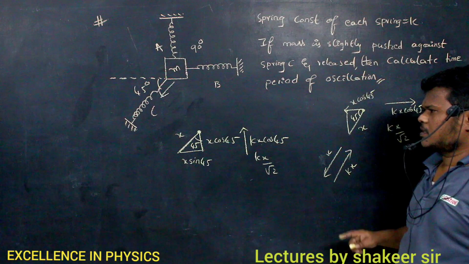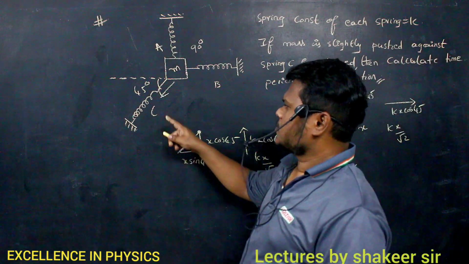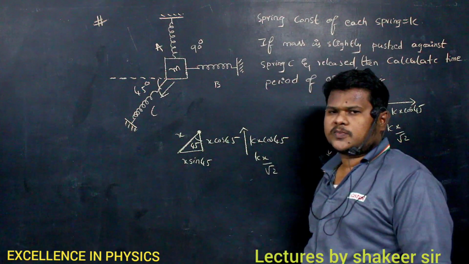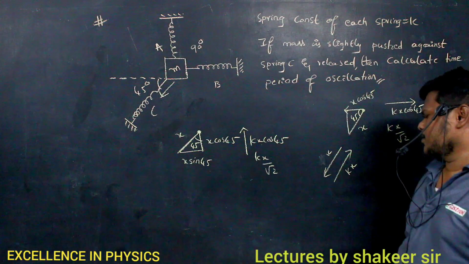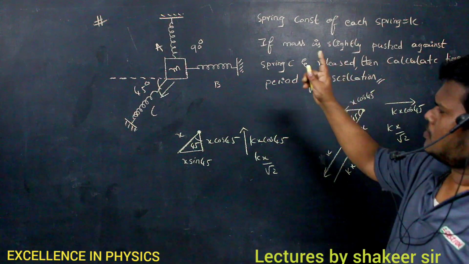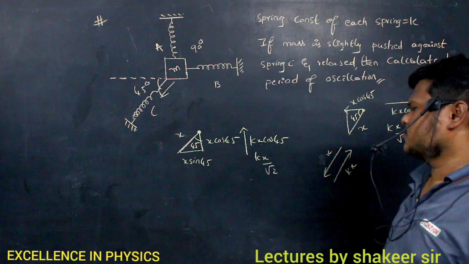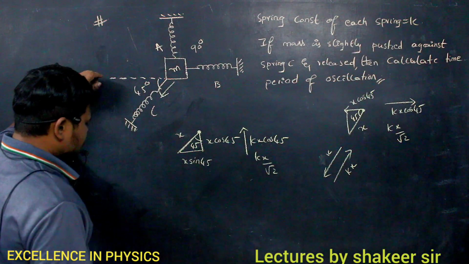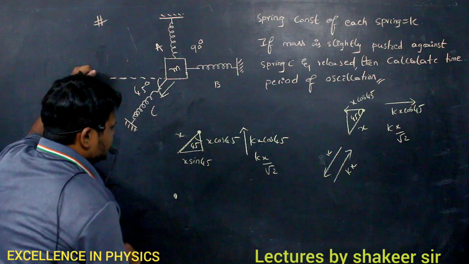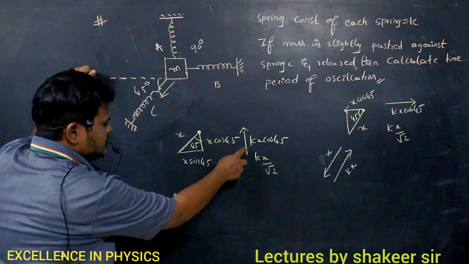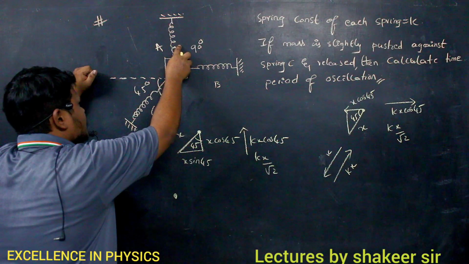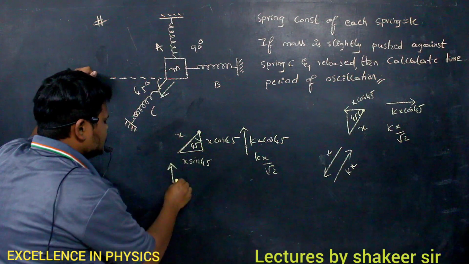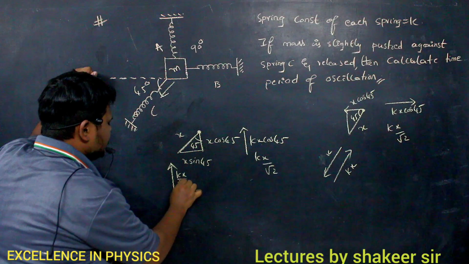This is again making an angle of 45 degrees. If this angle is 45, the restoring force is also produced at an angle of 45 degrees. Now, on this mass, how many restoring forces are produced in total? Let us draw here the total restoring force produced on this mass. One restoring force is kx by root 2 because of the elongation produced in spring A, and that will be in this direction. So this equals kx divided by root 2.